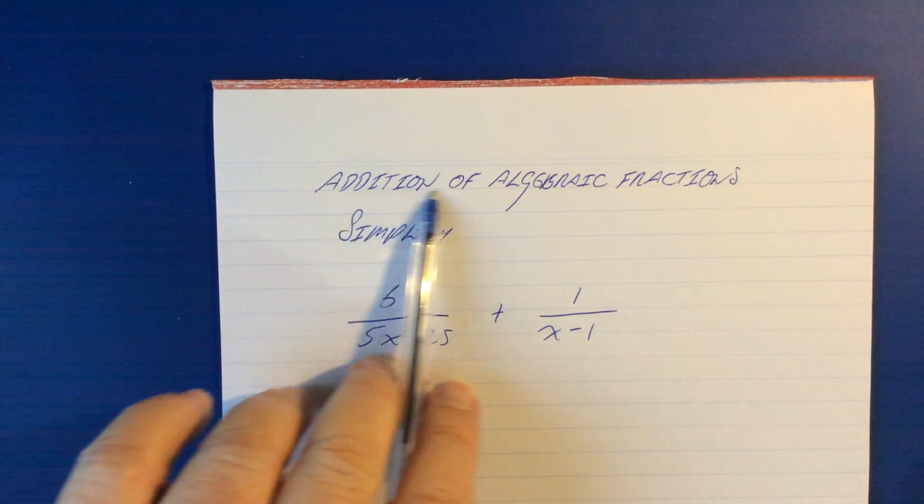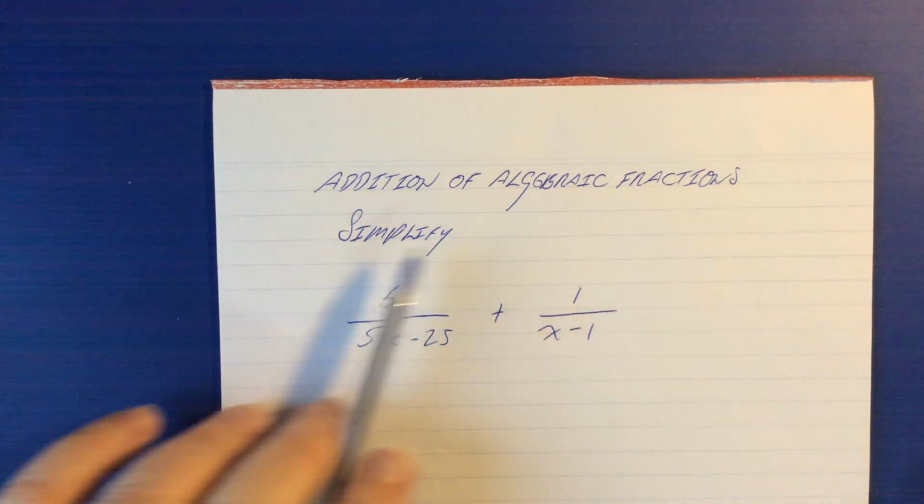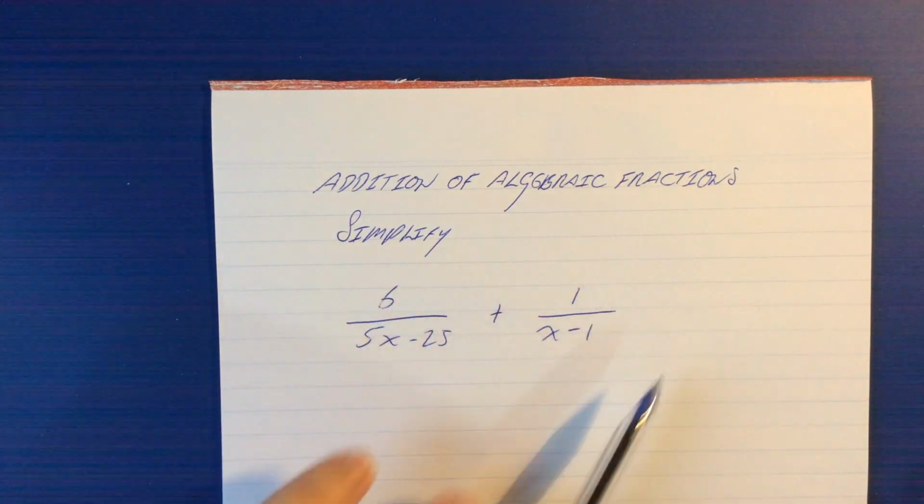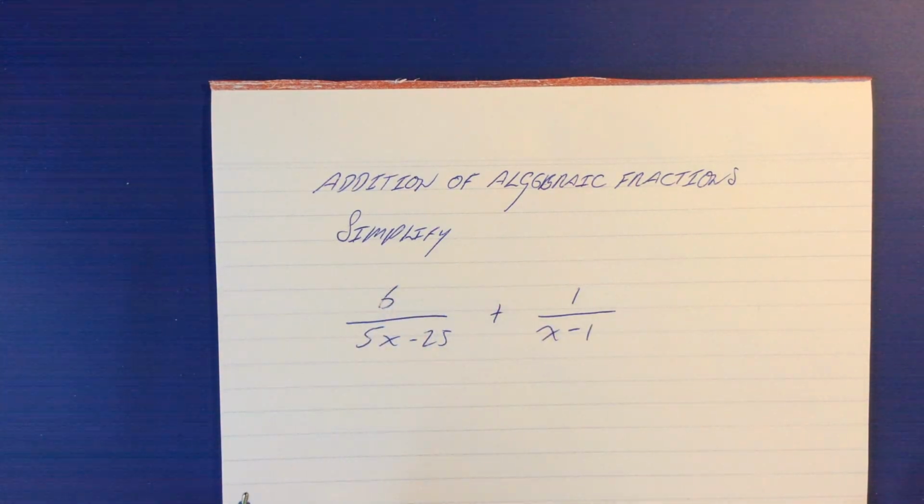I do maths, and what we have here is exactly what it says on the box: addition of algebraic fractions. We've been asked to simplify this, i.e. do this addition and see what we get.